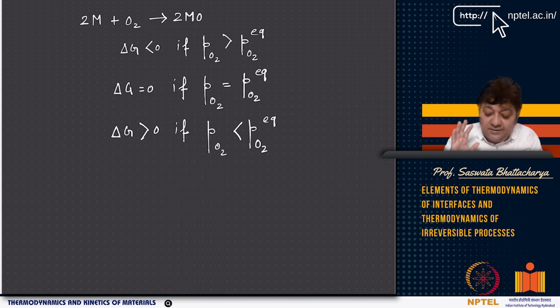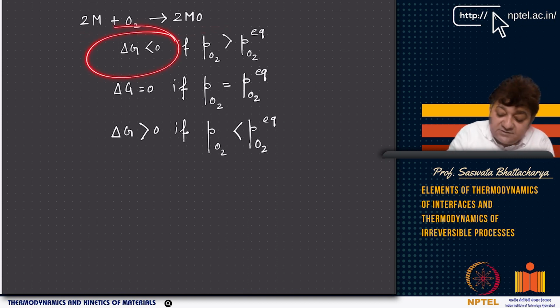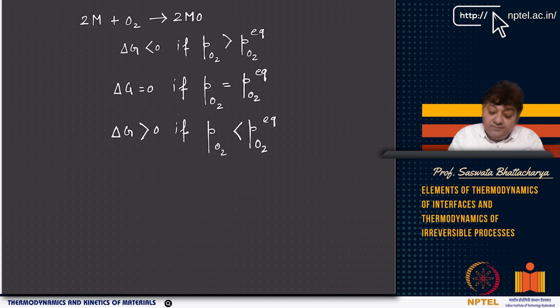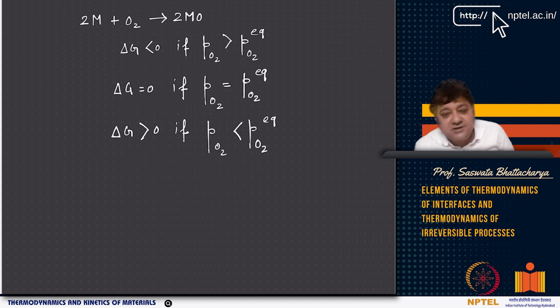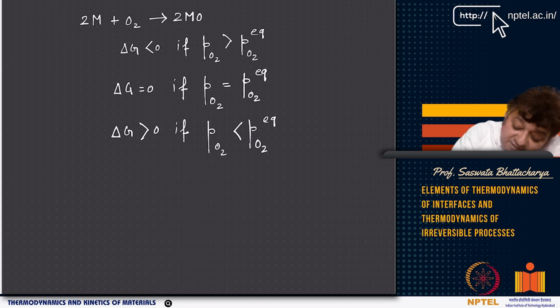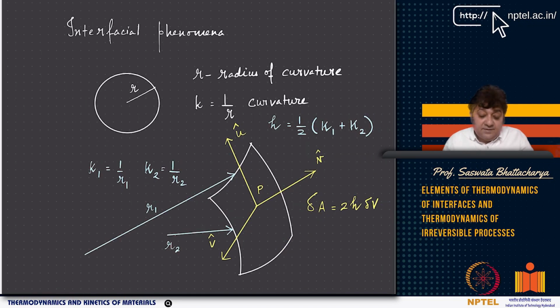So basically 2M plus O2 is 2MO. So this is the reaction. Now, if you see, delta G is less than 0 if PO2 is greater than P equilibrium. However, it is equal to 0 if PO2 equals PO2 equilibrium, and it is greater than 0 if PO2 is less than PO2 equilibrium. Now, if the partial pressure of oxygen is less than PO2 equilibrium, then the delta G of the forward reaction becomes positive. As a result, the forward reaction ceases, and you get a reverse reaction. Yes, that is, the MO is now dissociating into metal and oxygen.